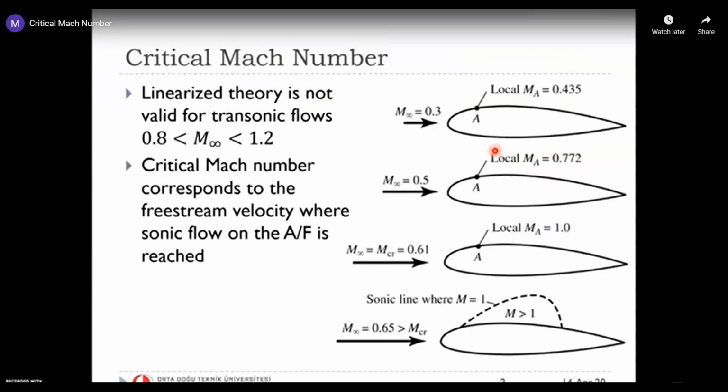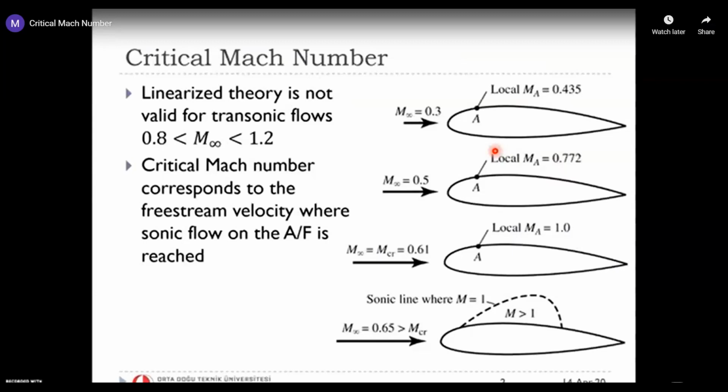And that occurs when we reach what we call a critical free stream Mach number. At the value of this critical free stream Mach number, the flow reaches the sonic condition at some point on the airfoil, and the most probable point is the minimum pressure location, or maximum suction location. The flow will reach sonic condition.